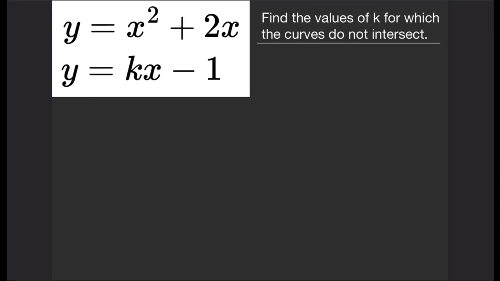Today we have a quadratic and discriminant problem. So we're given y equals x squared plus 2x and y equals kx minus 1. And we're asked to find the values of k, i.e. this k over here, for which the curves do not intersect.